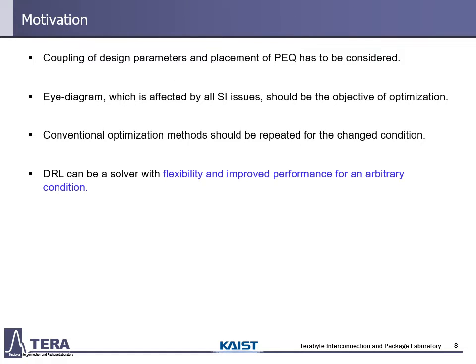So this is about the motivation of research. The first is that coupling of design parameters and placement of the passive equalizer has to be considered together. Second, the eye diagram, which is affected by all SI issues, should be the objective function of optimization. Third, conventional optimization methods should be repeated for the changed condition. Finally, deep reinforcement learning can be a solver with flexibility and improved performance for an arbitrary condition.